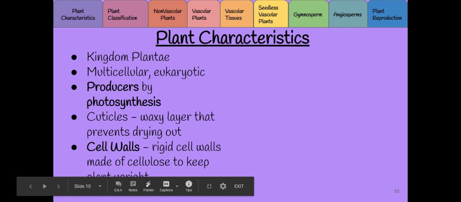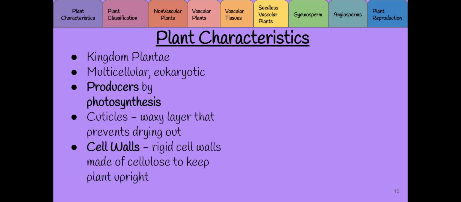So, plant characteristics. It's in the kingdom Plantae. It's multicellular and eukaryotic. These are producers, making food by photosynthesis in the chloroplast. Cuticles: they have a waxy layer that prevents them from drying out. Then you have rigid cell walls made of cellulose to keep the plant upright.